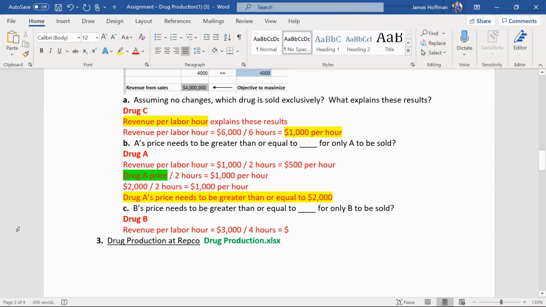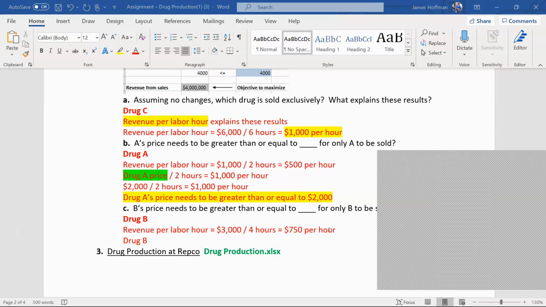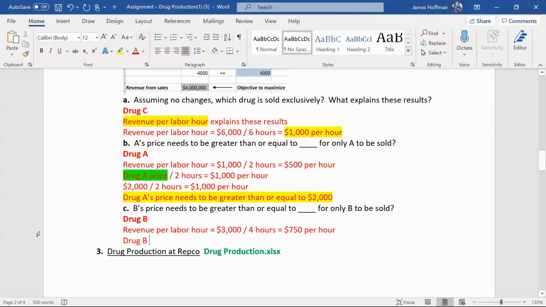And that gives us something less than 1,000. What's 3,000 divided by 4? 750, thank you. Okay, 750 is not $1,000 per hour. But let's figure out what the price has to rise to. 4,000? Yes, that's correct. So 4,000 divided by 4 gives us exactly 1,000.